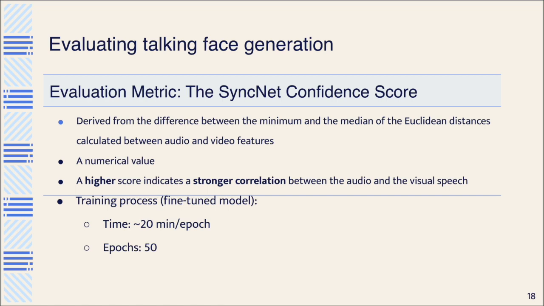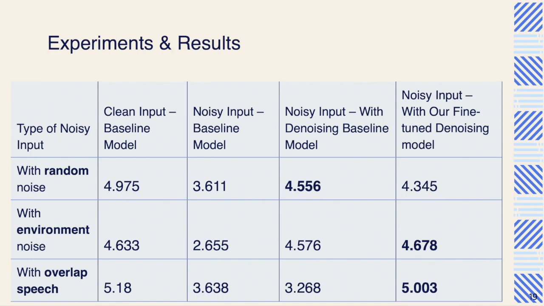For our final denoising module, we took a pre-trained model and fine-tuned it on our dataset by training it for 50 epochs with reduced learning rate and batch size. We ran the talking head model with the original audio, the noisy audio, audio denoised by the pre-trained model, and audio denoised by our fine-tuned model. And here are our average results for different types of noises. As you can see, our denoising model makes the talking head video generate more realistic lip-synced results.